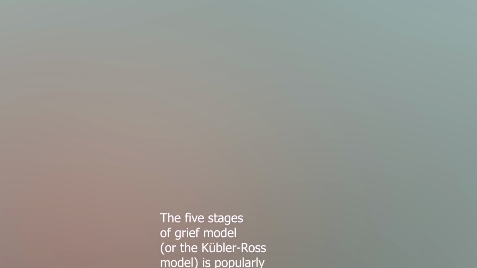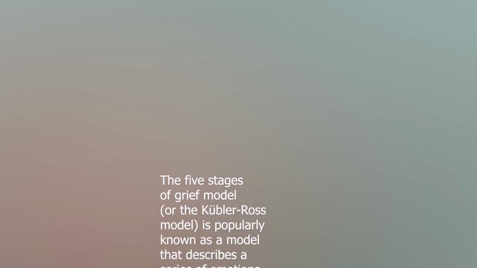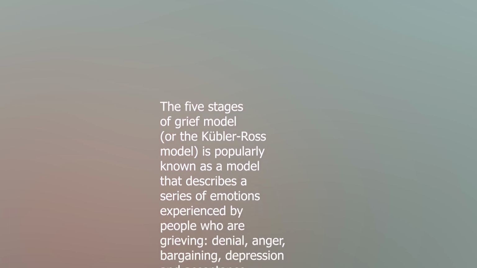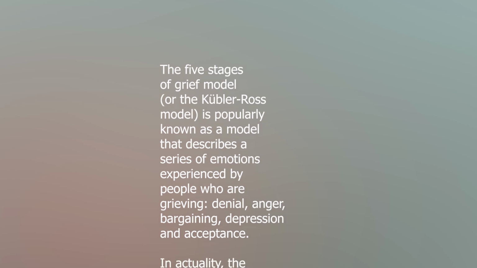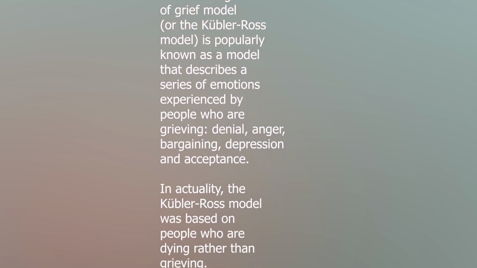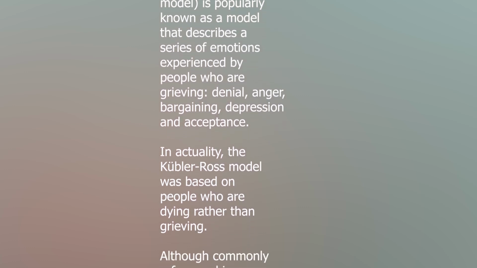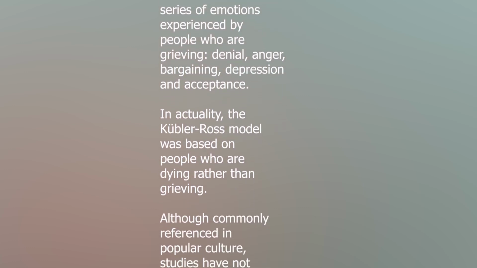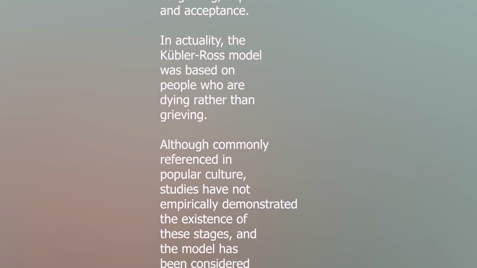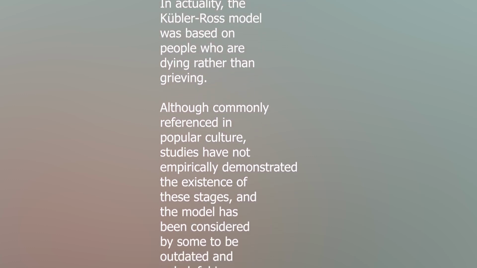The 5 stages of grief model, or the Kübler-Ross model, is popularly known as a model that describes a series of emotions experienced by people who are grieving: denial, anger, bargaining, depression, and acceptance. In actuality, the Kübler-Ross model was based on people who are dying rather than grieving, although it is commonly referenced in popular culture. Studies have not empirically demonstrated the existence of these stages, and the model has been considered by some to be outdated and unhelpful in explaining the grieving process.